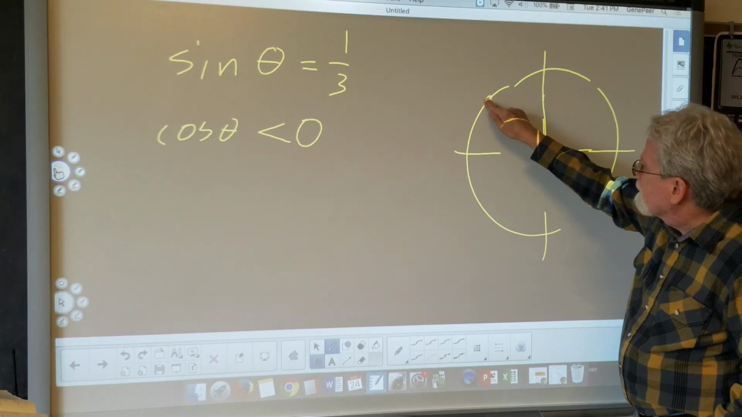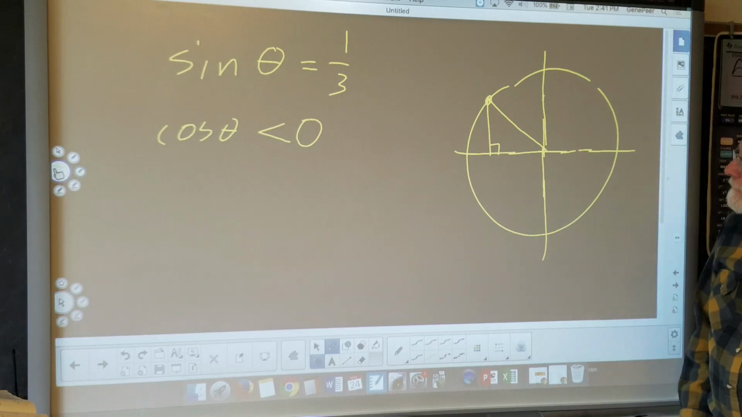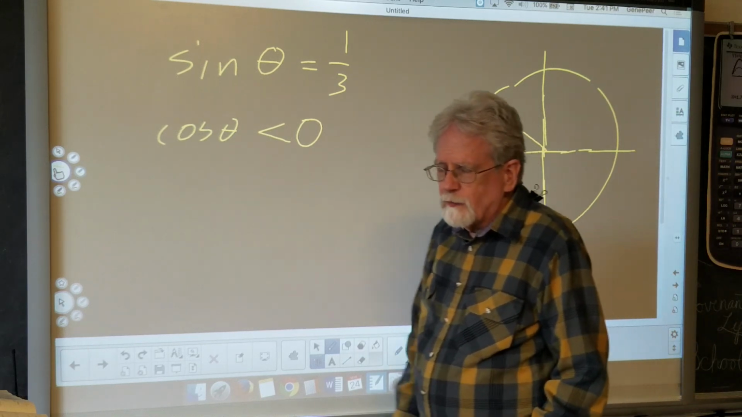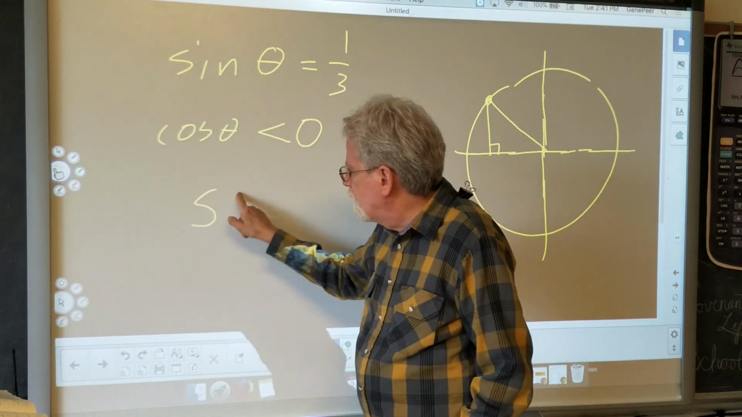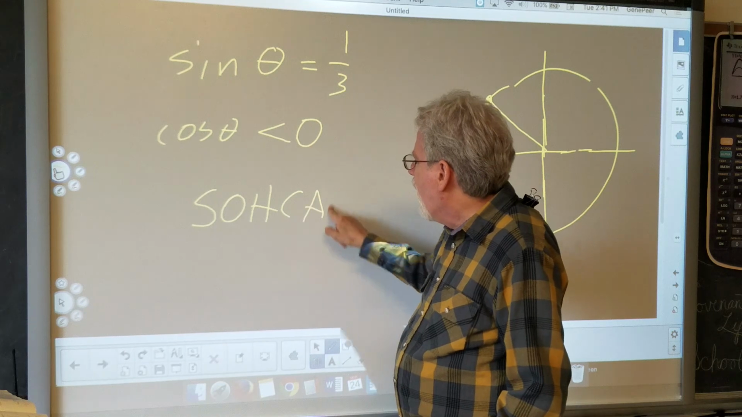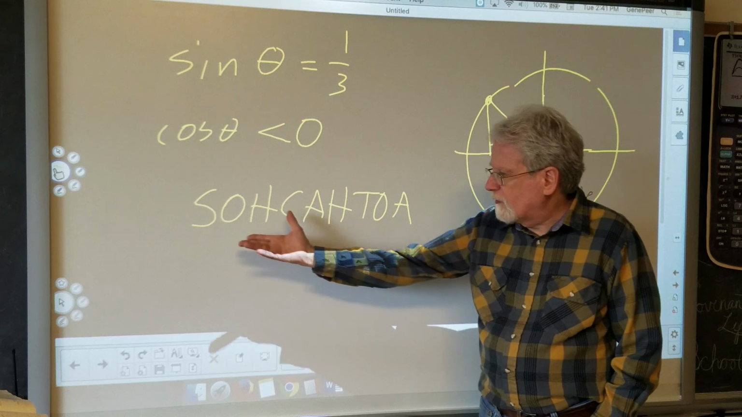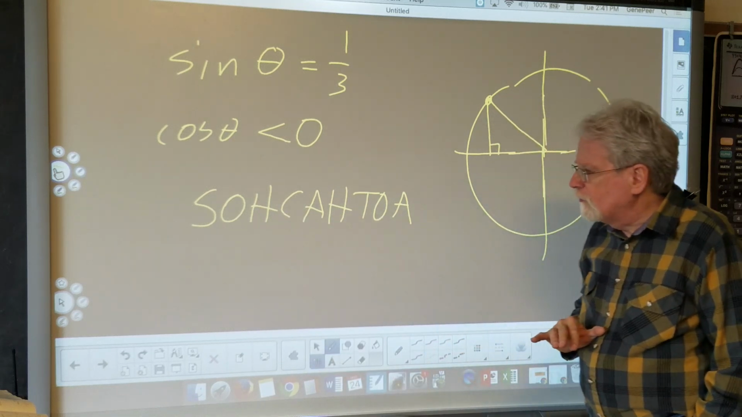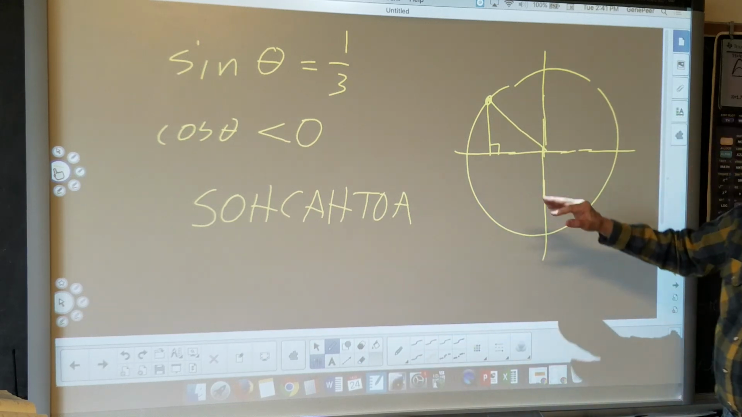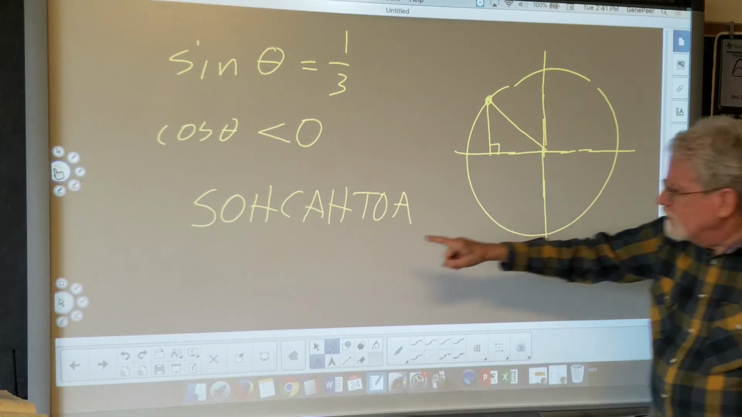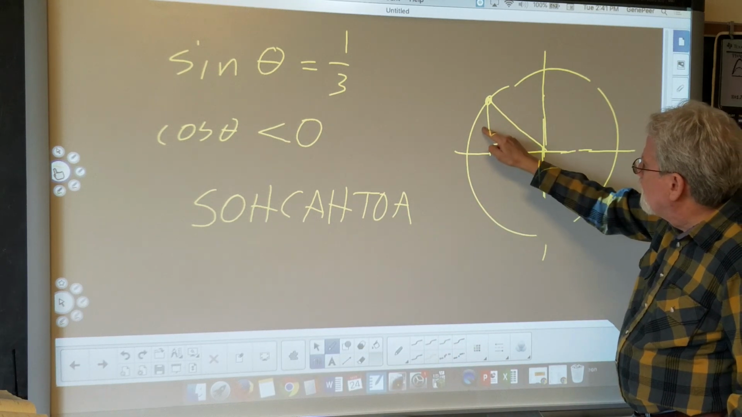That's important. Once we've established that, we draw ourselves a little right triangle here. We know the sine is 1/3. Think again in terms of SOH-CAH-TOA. I trust that by this time everybody knows how to spell SOH-CAH-TOA. So, sine is 1/3, sine being opposite over hypotenuse. So in this triangle, opposite over hypotenuse is 1/3.